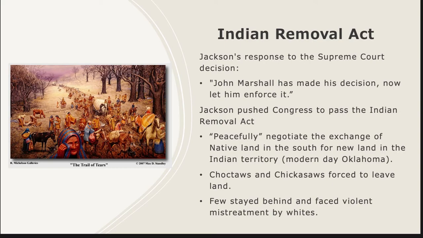And remember, the Native Americans have been here longer than we have. So when you just say, okay, you have to up and move and change everything that you've ever known, it's not that easy. And the Choctaws and Chickasaws are going to be forced to leave their lands, and they don't have the option to stay. If they stayed, they were facing violent treatment by whites that wanted their land.